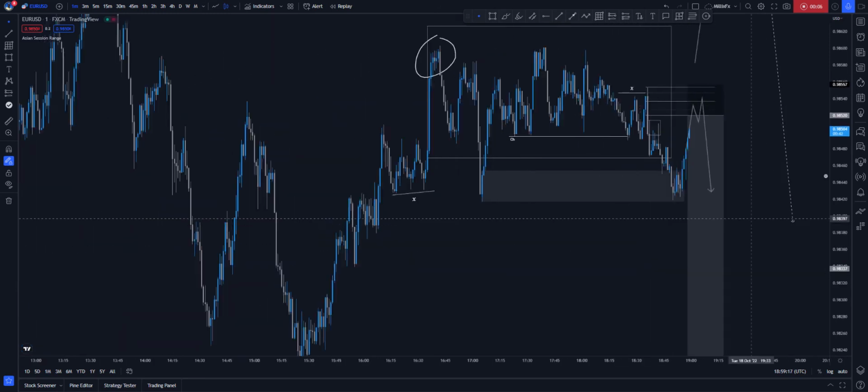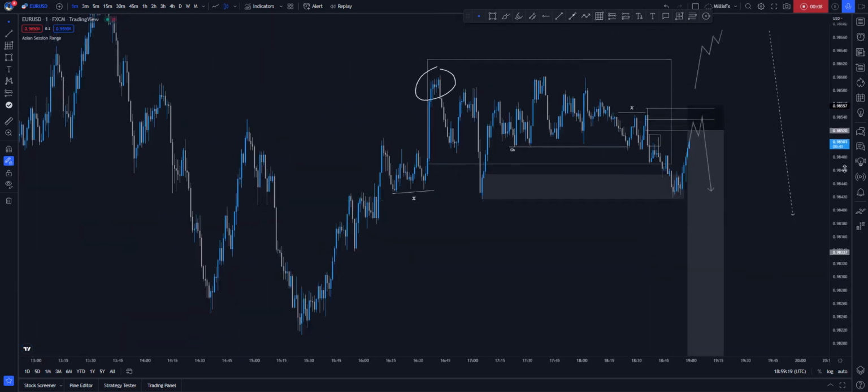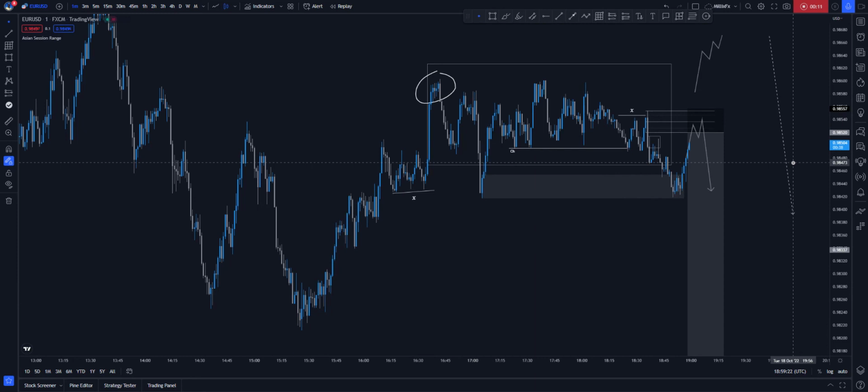So today I'm going to take you through how to identify a daily bias. This one has been on my mind to open up, but I think today is just the day I'm able to do it.